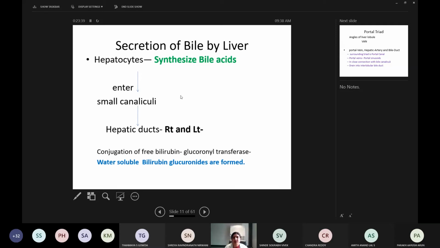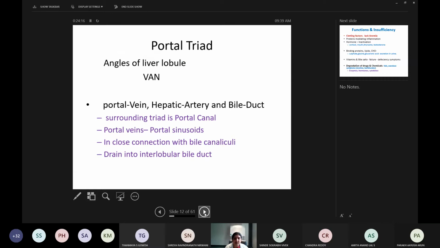The second important thing of the liver is that it is a site for conjugation of free bilirubin that enters as a byproduct of heme degradation, right? Once hemoglobin is broken down into heme and globin, this heme will be further divided into bilirubin and biliverdin. This bilirubin will get conjugated with glucuronic acid in the presence of the glucuronyl transferase enzyme, and then water soluble bilirubin glucuronides are formed, right? So these are the 2 important functions of the liver.